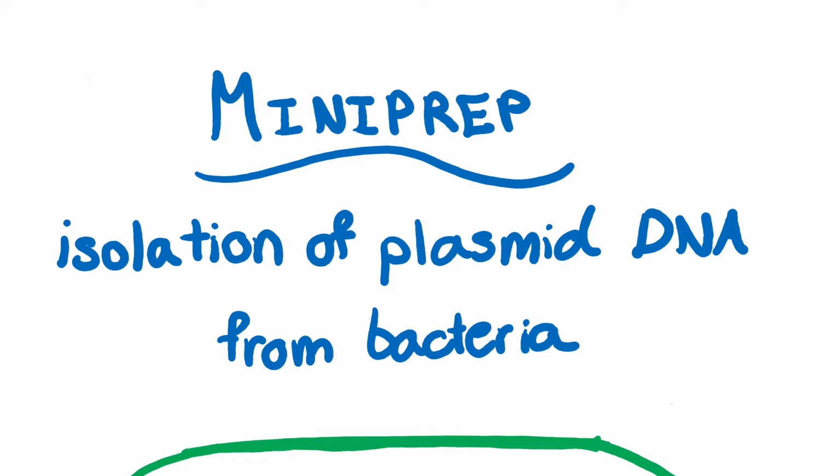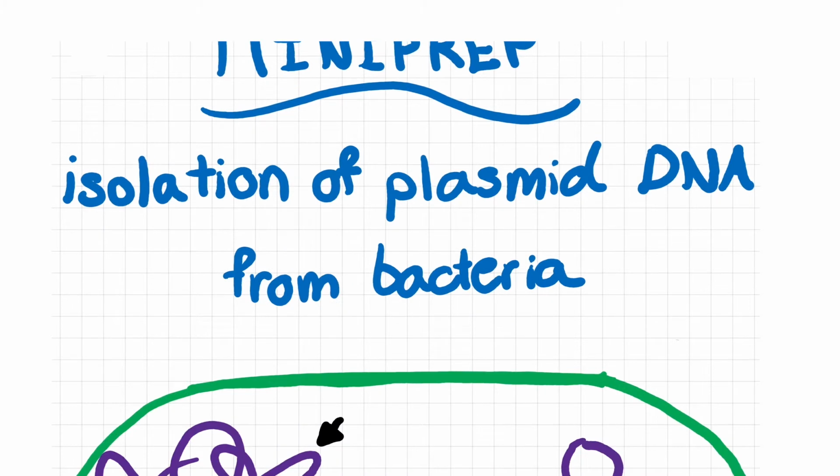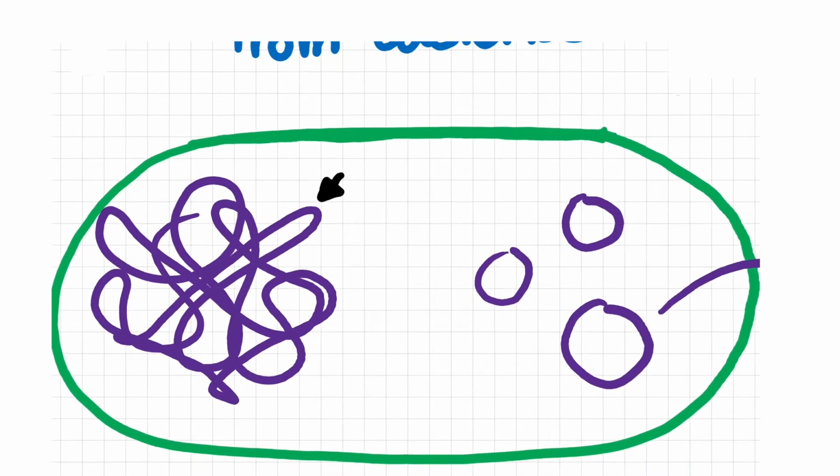We're going to be talking about mini-preps, which allow scientists to isolate plasmid DNA from bacteria. And now, let's get into some underlying concepts behind this process.